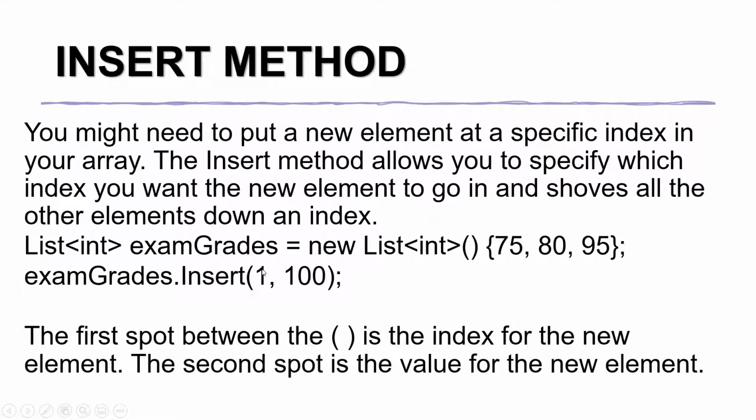So this is the index you want to put it at, and this is the new value. And if you wanted to put this at the beginning, you would just put a 0 here. That tends to be one of the more common ones, to insert things at the front of your list instead of at the end of the list with the add method.